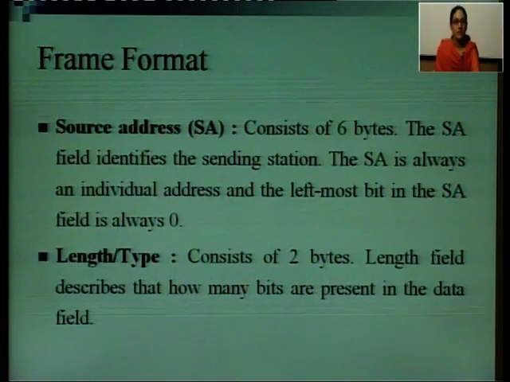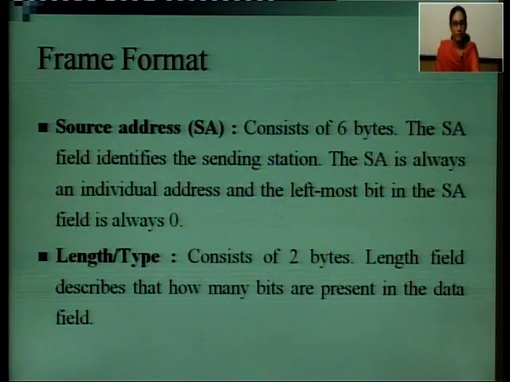Next field is the source address. It consists of 6 bytes. The source address field identifies the sending station. The source address is always an individual address, and the leftmost bit in the source address is always 0, because the source always sends the data, so it will be an individual address.